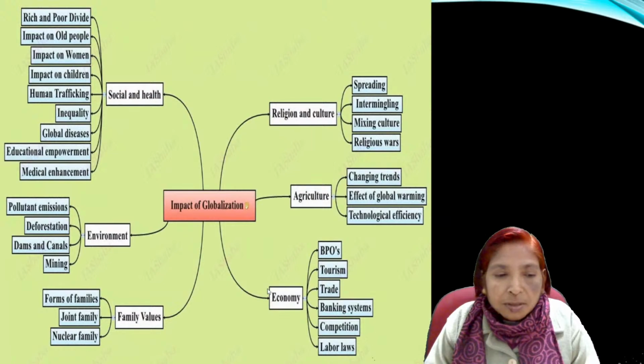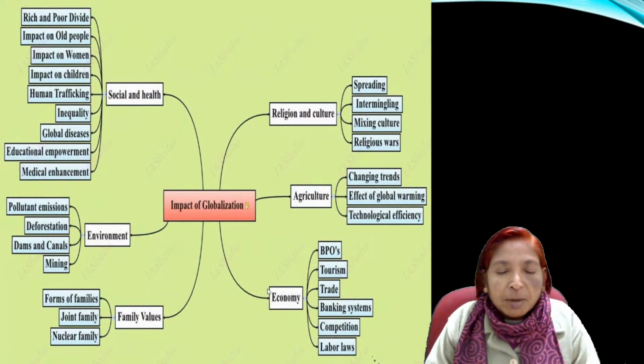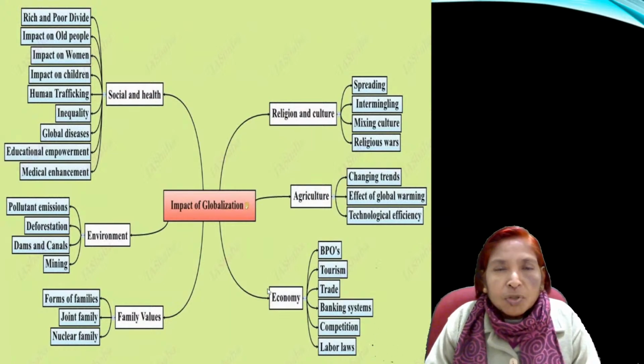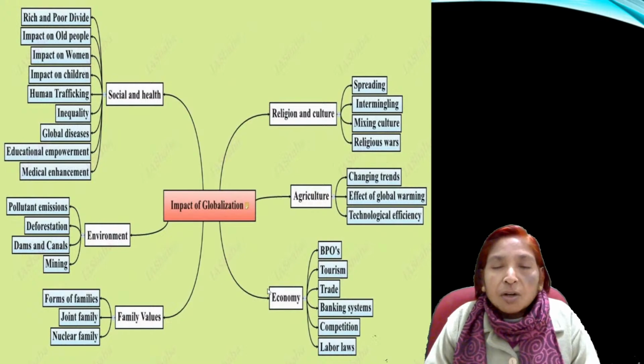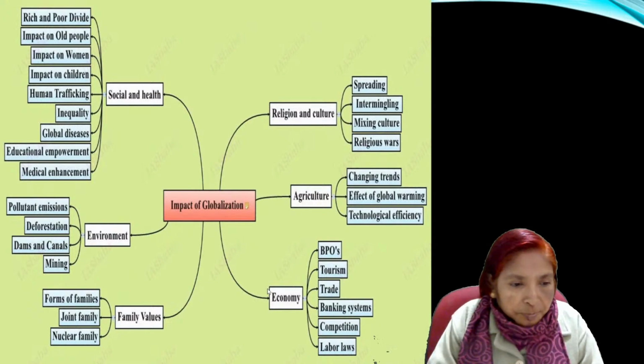Next is family values. At present, joint families are converting into nuclear families. You know that there are two types of families: people may live in a joint family system or in a nuclear family system. Due to the impact of globalization, most joint families are converting into nuclear families through migration and getting more salaries and payments. Also, the cost of living has become very costly. That's why joint families are converting into nuclear families.